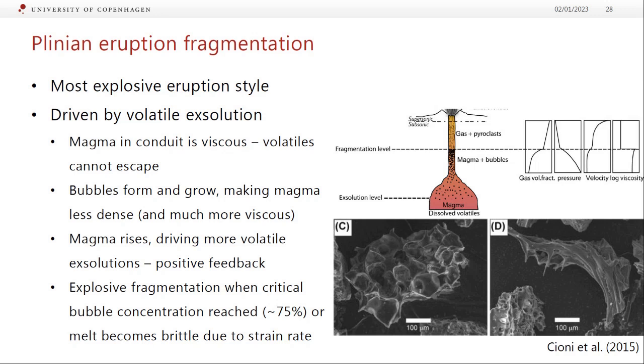If the rate at which it's being deformed is too high, it will act as a brittle glass rather than as a ductile fluid. So we basically have this positive feedback between magma rising, more exsolution, becoming less dense, and rising even faster. And it reaches this threshold, which is either from a bubble concentration reaching some sort of critical amount, which is usually quoted as 75%, or the melt becoming too brittle because of the strain rate and the increasing viscosity. But in any case, the magma basically gets ripped to shreds, and it's propelled out of the vent at incredibly high speeds.